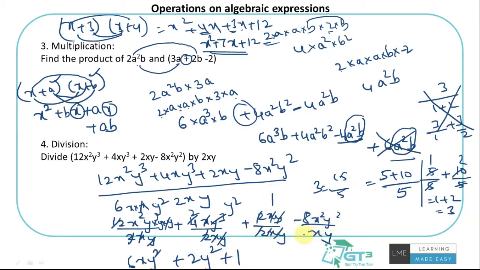8x square y square by xy is like 8x square y square by 1xy. So 8 stays as it is, x will cancel out one power, y will cancel out one power, so I'll have x and y left out, so it is minus 8xy. So this is the final answer after I divide it, right?